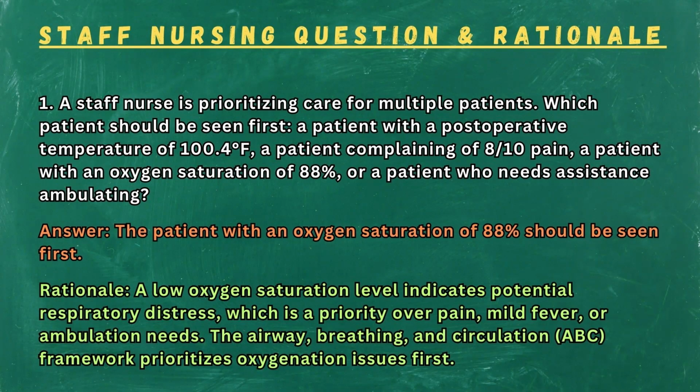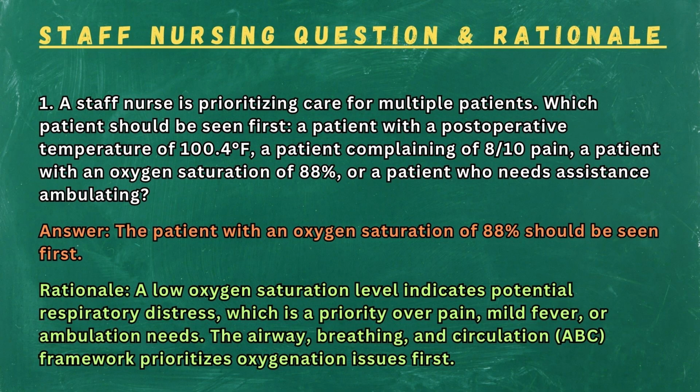1. A staff nurse is prioritizing care for multiple patients. Which patient should be seen first? A patient with a post-operative temperature of 100.4 degrees Fahrenheit, a patient complaining of 8 out of 10 pain, a patient with an oxygen saturation of 88%, or a patient who needs assistance ambulating? Answer: the patient with an oxygen saturation of 88% should be seen first.